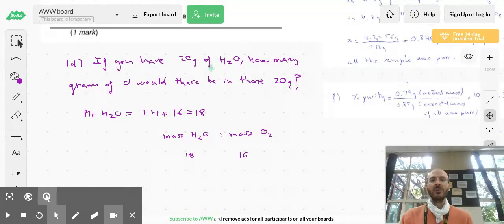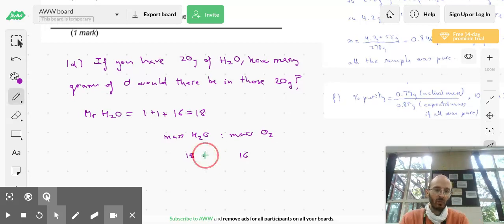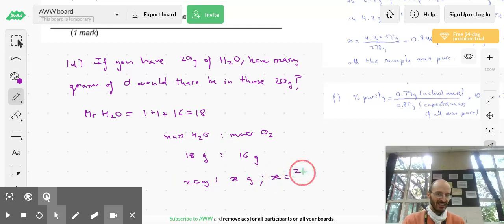Imagine they ask you that you have 20 grams of water, how many grams of oxygen are there? Well, we can use the MR. So the amount of water is 18. For every 18 grams of water, we have 16 grams of oxygen. So if you have 20 grams of water, you will have X grams of oxygen. So therefore, X equals 20 times 16 divided by 18, right? Okay, so that's a really important idea.